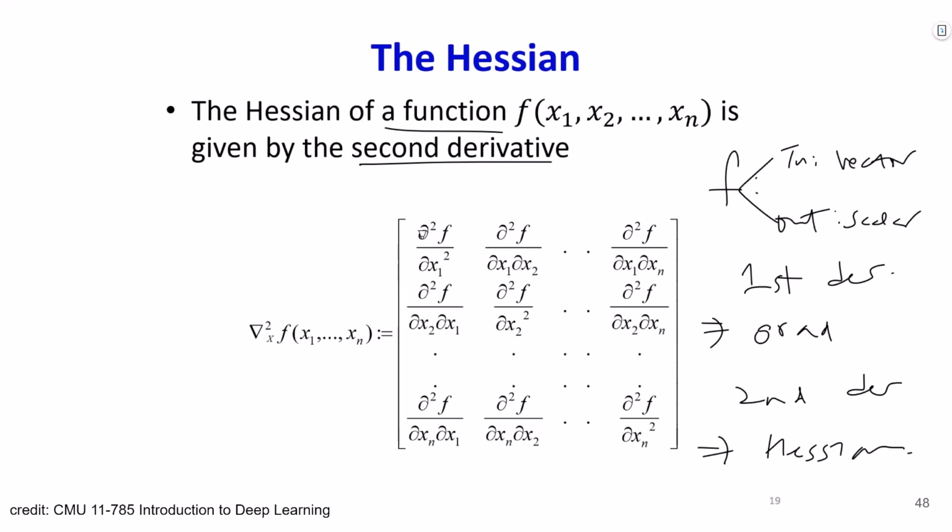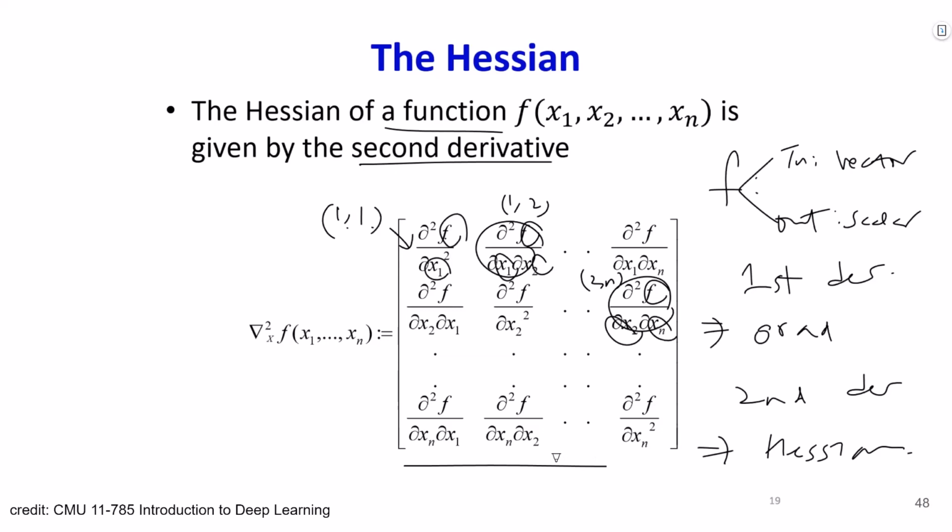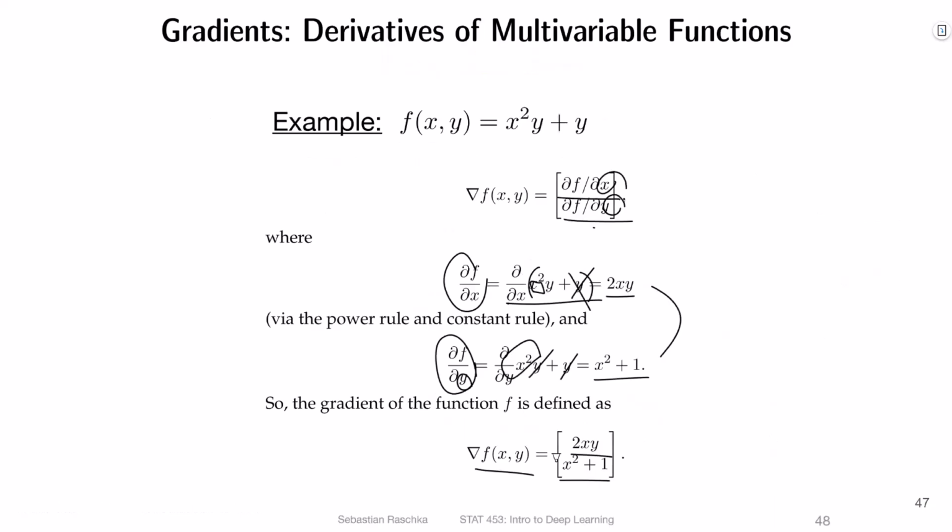In this case, we are taking the derivative of f in respect of x1 2 times. So the first position takes the derivative in respect of x1 and x1. And the 1, 2 position takes the derivative in respect of x1 and x2. Here, the 2, n position, we're taking the derivative of f in respect of x2 and xn. So although this matrix looks complicated, what we are doing is repeating this process in 2 directions. That's all.